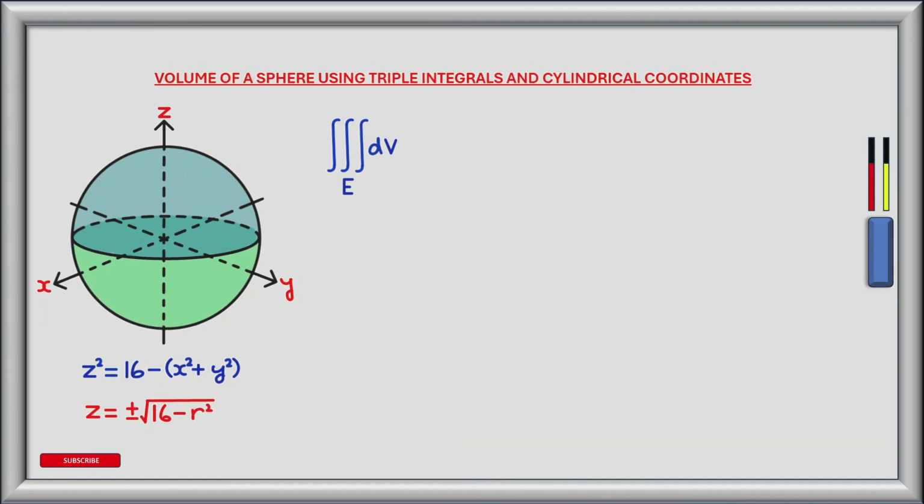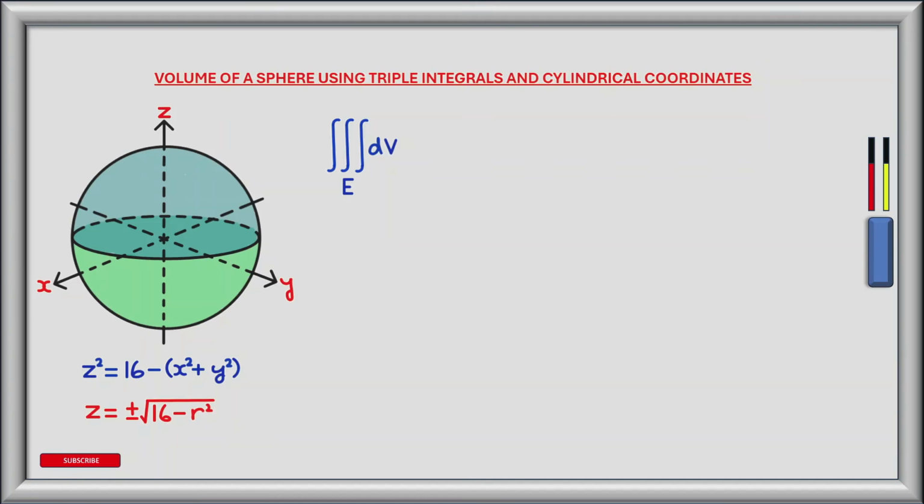To find the volume, we need to integrate over the region E and sum infinitesimally small pieces of volume, shown here as dV. We need to unpack this and define the region using cylindrical coordinates. This will give us our limits of integration for r, theta and z, and then we'll look at what dV equates to in this context. So let's start with the limits of integration along the z-axis.